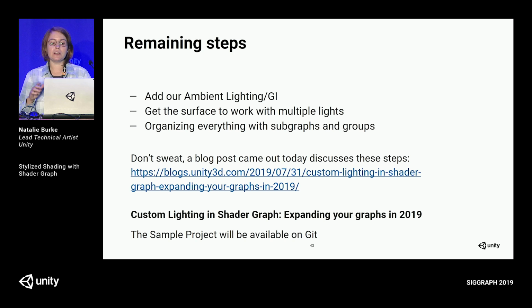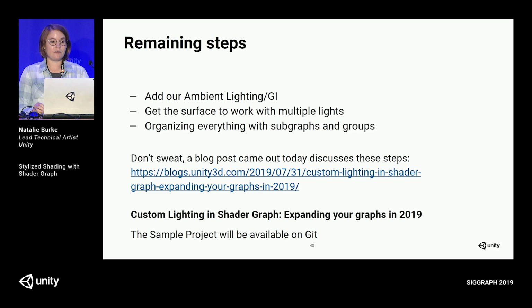So if you really wanted to complete your full custom lighting shader, there are a few more steps I'm not going to be covering. These would be adding in your ambient lighting and your global illumination, updating the surface to work with multiple lights. For the case of my comic shader, I'm only using the Get Main Light right now. And then just more organization, putting everything in those nested subgraphs and groups.